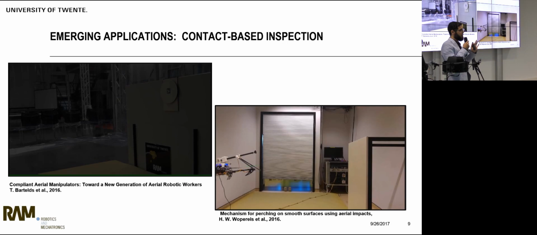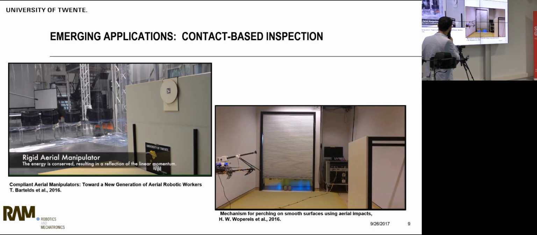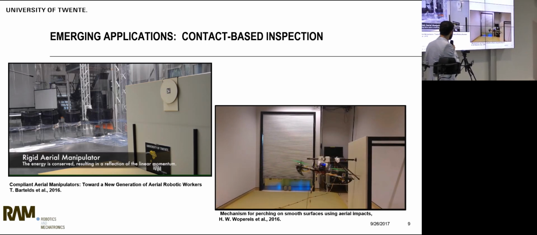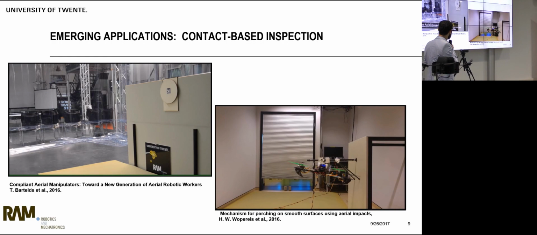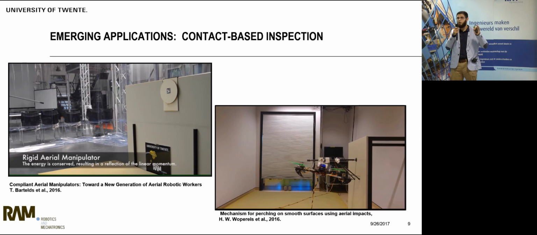However, if you design them for the purpose of interaction, for example, in our group we've designed a special mechanism that can absorb the impact and then allow the drone to perform the inspection task, it will perform like this. What you just saw is that the drone was able to interact with the wall, remain in contact for some seconds, and then fly back without crashing. And this is a scenario for a contact-based inspection, for example, on any structure, to perform inspection like non-destructive testing.